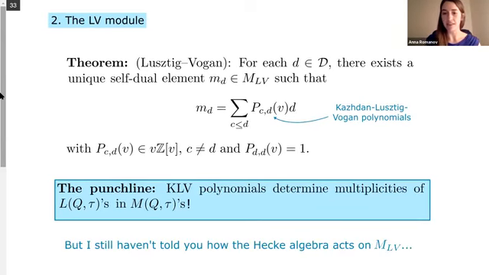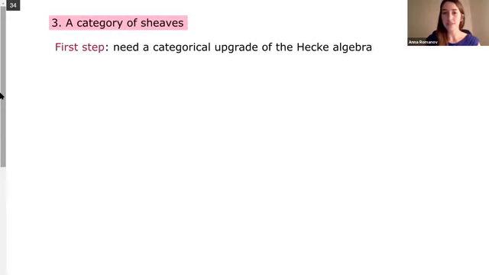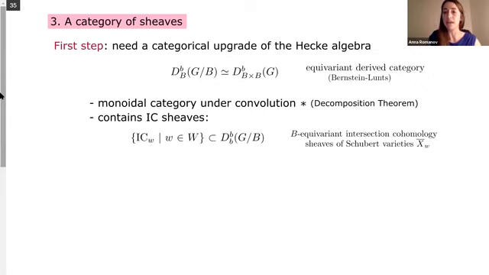But as of now, you shouldn't be satisfied yet because I haven't actually told you how this module is a module over the Hecke algebra. And the reason for that is that I need to introduce some more geometry to describe this action. So the first thing I need is a categorical upgrade of the Hecke algebra. And we can find this within the B-equivariant derived category. Now this is a monoidal category under convolution.